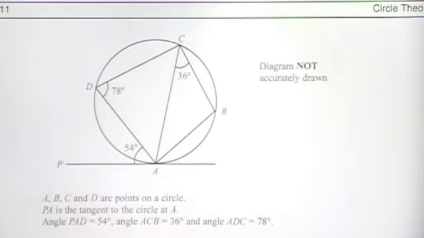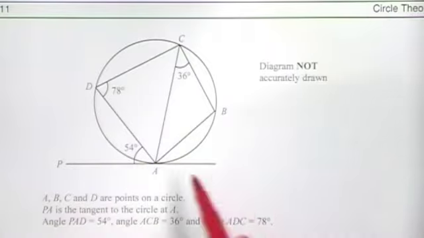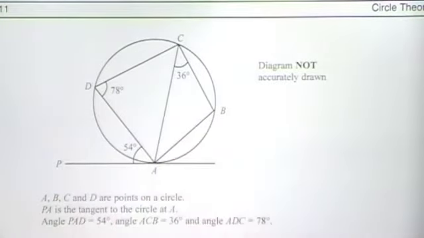With question 11, what strikes me most is there is a tangent. Now when there's a tangent on a circle, you've got two possible theorems. The first one is that the tangent and the radius form a 90-degree angle, but there's no radius marked here because a radius would come from the centre of the circle and there's no centre. So if it's not the tangent and the radius forming 90 degrees, it must be the alternate segment theorem.